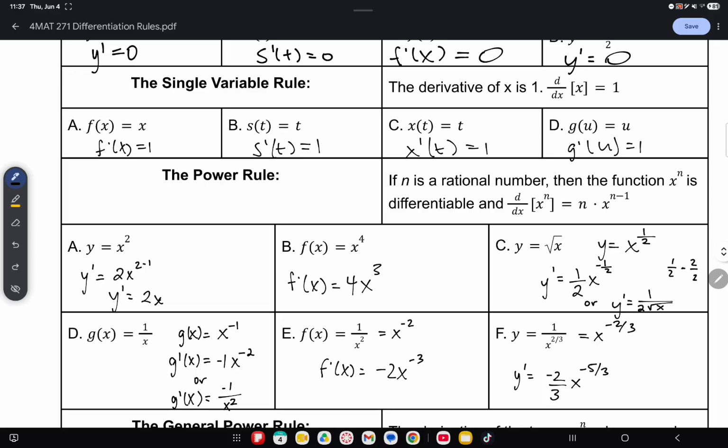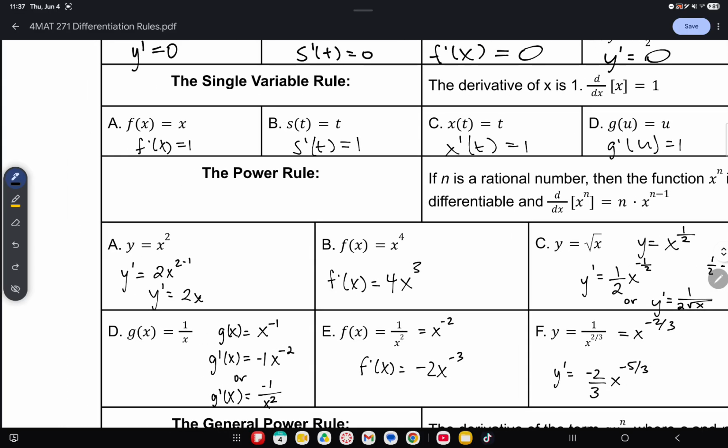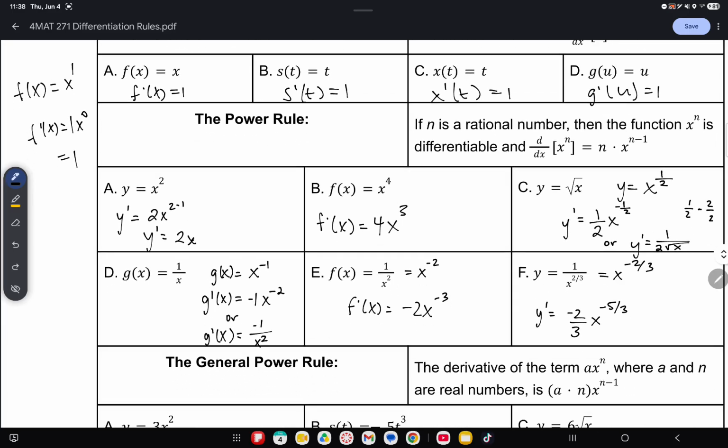-5/3. And we can go back to the single variable rule here, like say we have f of x equals x. It's really x to the first power, right? We can apply the power rule and say, hey, the derivative, we bring the 1 out front, and then 1 minus 1 is 0, right? And then anything to the 0 power is just 1. So we still can technically apply the power rule. It just happens that if we have a variable to the first power, we can just make that 1.